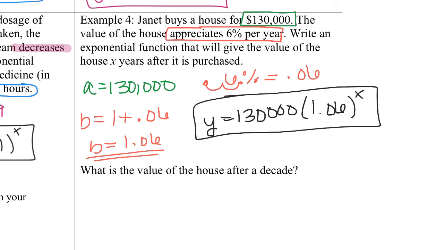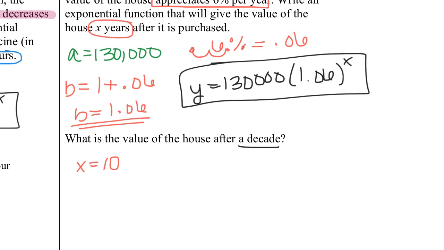So what is the value of the house after a decade? Well, x is in terms of years here. So a decade is actually 10 years. So we're going to have to use x is equal to 10. So y is equal to 130,000 times 1.06 to the 10th.